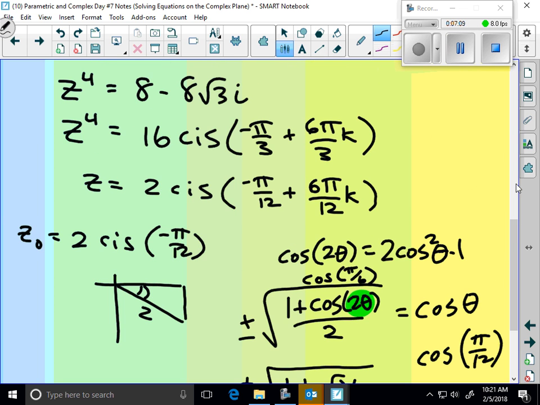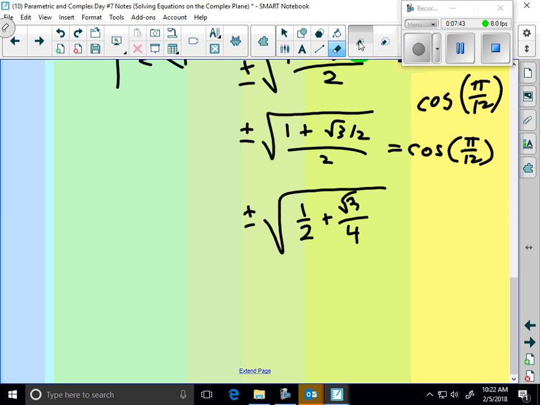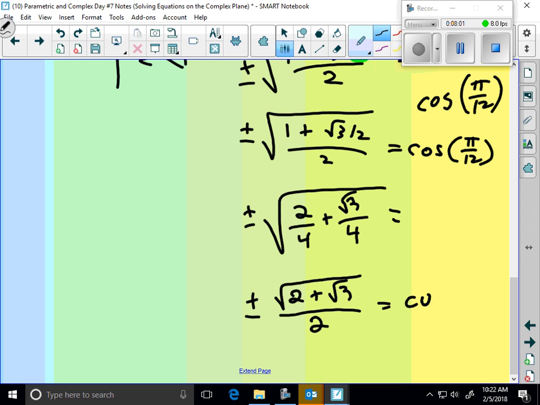Okay, so let's keep going. Let's do some simplifying. It's going to be ugly. It's not going to be pretty if it's not a unit circle number. But what I'm going to do is split this up a little bit. If I split this up like this, would you agree that the square root of 3 over 2 over 2 is the square root of 3 over 4? Right? And 1/2 is the same as 2 over 4? So would you agree that then I could simplify, what's the square root of 4? 2. So I could have 2 plus the square root of 3 over 2 is equal to the cosine of pi over 12. Gross.